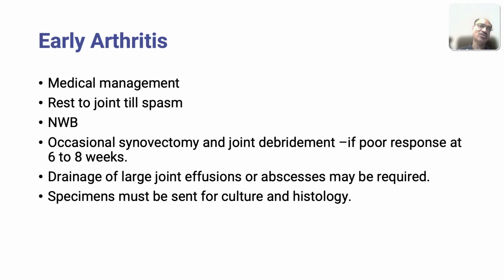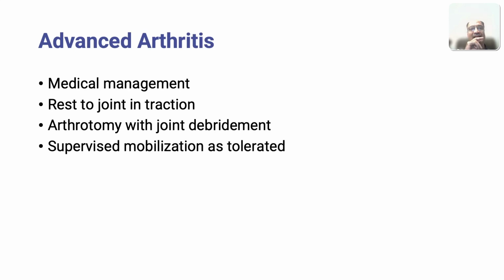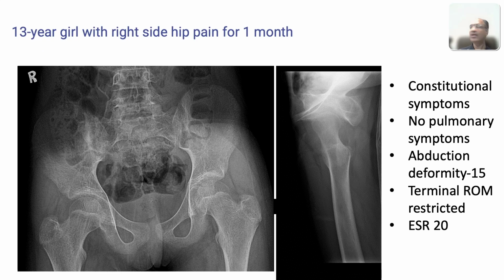Next slide. In case of early arthritis, again it is medical management, and very rarely do you need surgery. They always do the culture and sensitivity to get the sensitive antibiotics. Next slide. That's late arthritis. You need some surgery because of the mechanical malalignment and mobilization. Next slide. So we'll show you some cases of the difference.